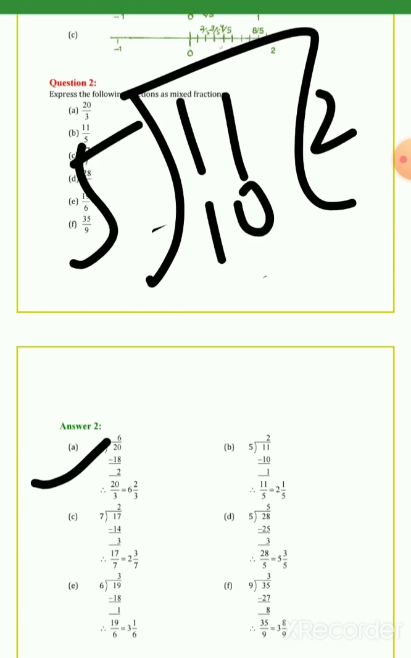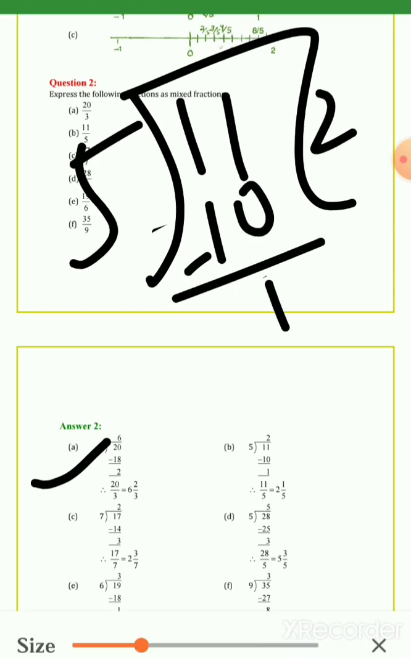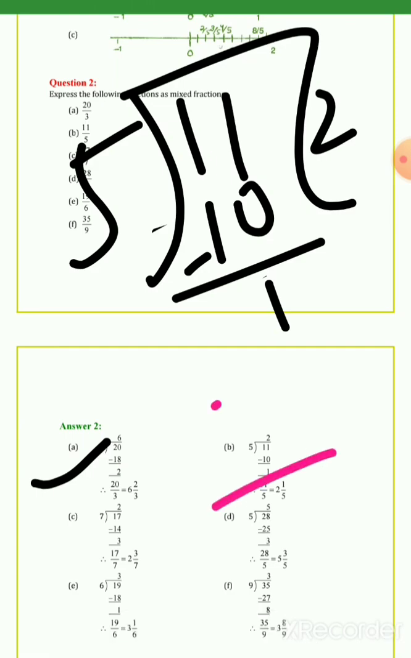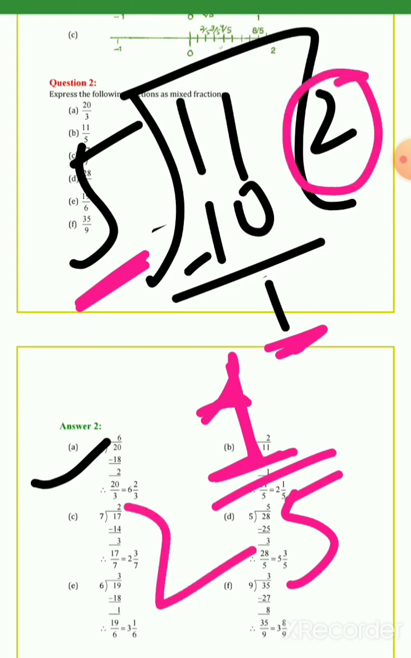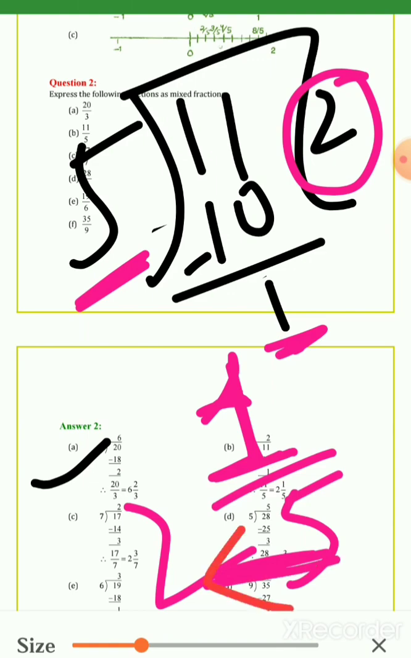5 twos are 10, and 11 minus 10 is 1, right? Now, I have told you that the remainder will come on the top, that is, the remainder is 1, right? That is 1 here. And the divisor is 5, which is dividing, and it will come below, and the quotient will come in the middle of the fraction. See, when you multiply these two numbers, 5 twos are 10, and 10 plus 1 is 11. So 11 by 5, it means the answer is correct.